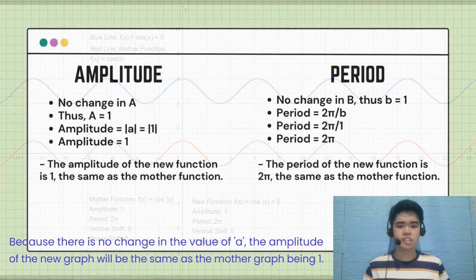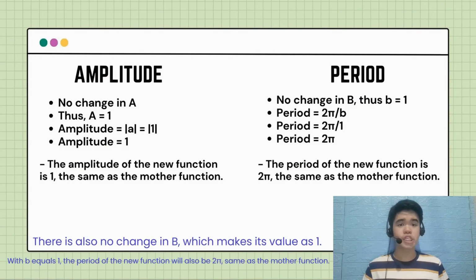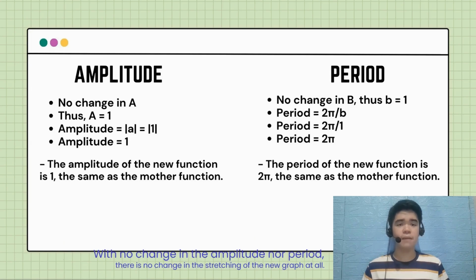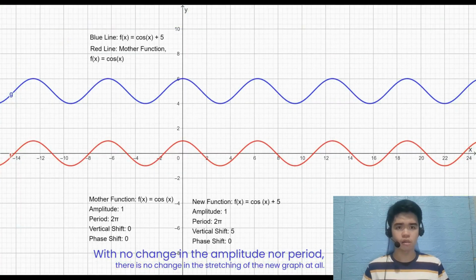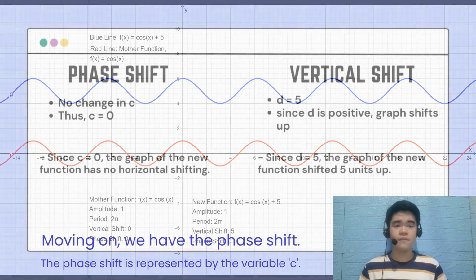Because there is no change in the value of a, the amplitude of the new graph will be the same as the mother graph, being 1. There is also no change in b, which makes its value 1. With b equals 1, the period of the new function will also be 2 pi, same as the mother function. With no change in the amplitude nor period, there is no change in the stretching of the new graph at all. This explains why the new function did not get wider or thinner and had the same stretching as the mother graph.